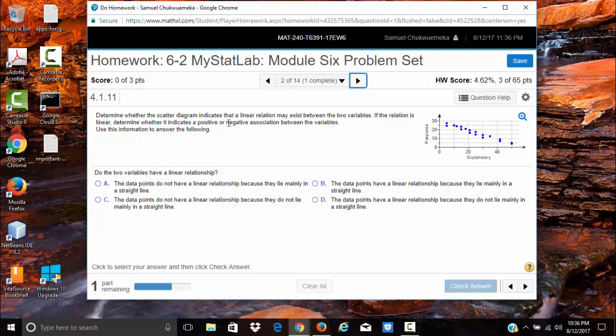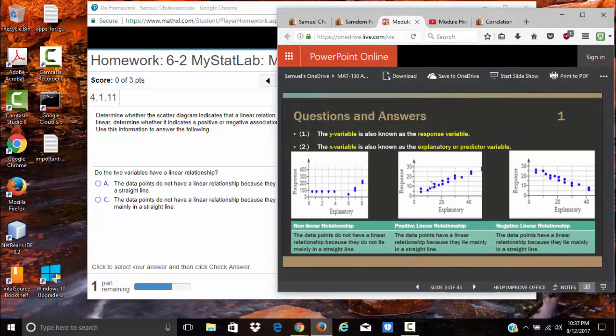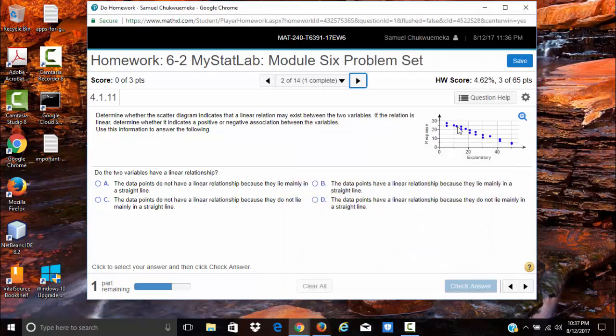Question 2. Determine whether the scatter diagram indicates that a linear relation may exist between the two variables. So it's still the same thing here. This one is linear because the points lie mainly in a straight line.